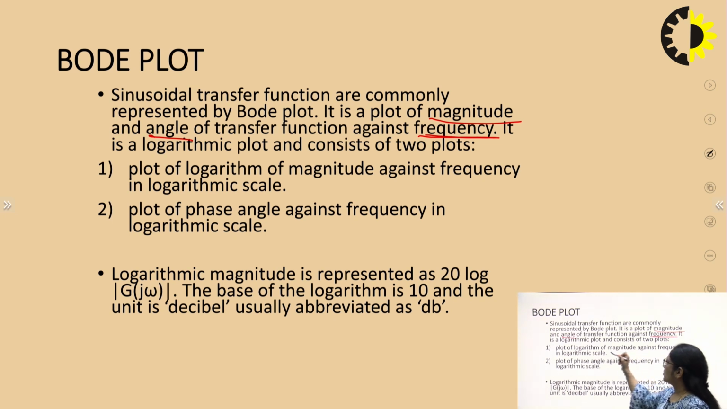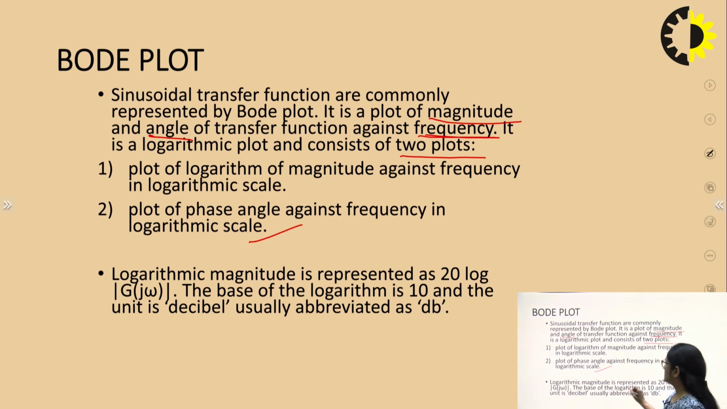It is a logarithmic plot and consists of two plots. The first is a plot of the logarithm of magnitude against the frequency on a logarithmic scale. So, frequency is on a log scale, whereas the magnitude will be on a linear scale. And the second plot is the plot of phase angle against frequency on the logarithmic scale. Here also the frequency is on a log scale, whereas the phase is on a linear scale.